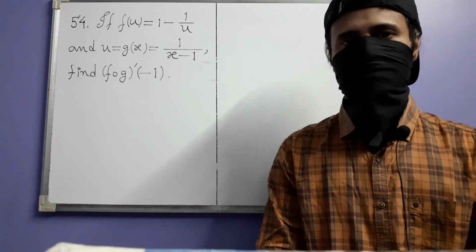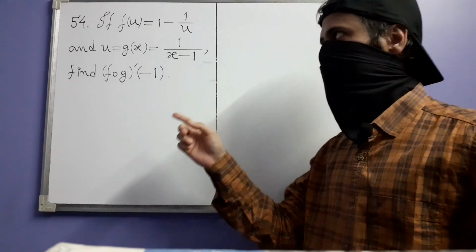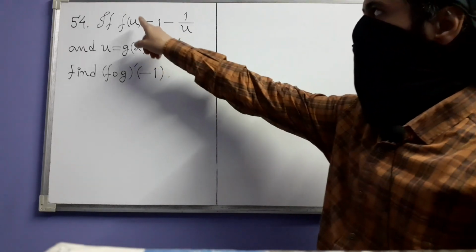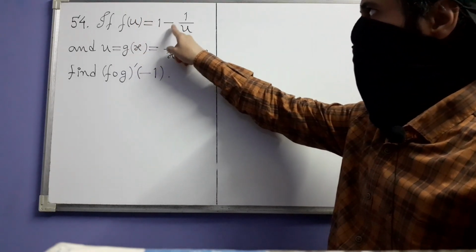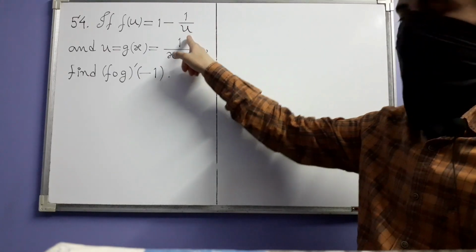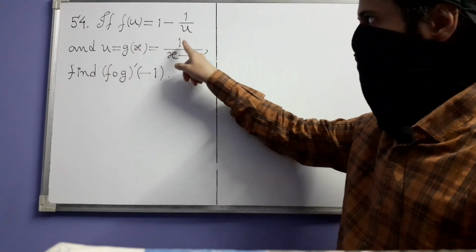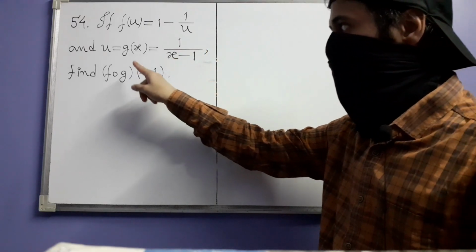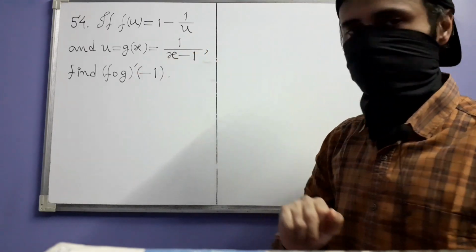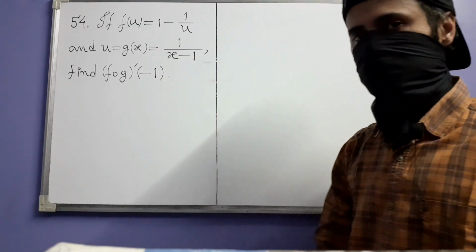So let's continue with more examples involving the chain rule. In this next one, number 54, f is a function of the variable u. F of u equals 1 minus 1 divided by u. And u is a function of the variable x, which is g of x, and that is equal to 1 divided by x minus 1. We have to evaluate the derivative of f composition g at the point minus 1.